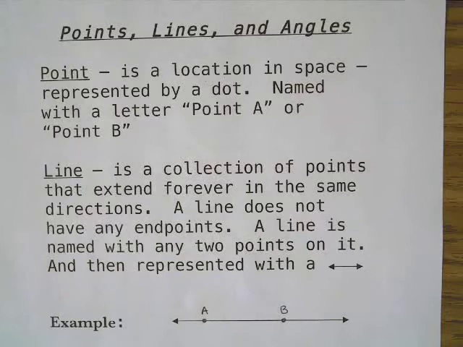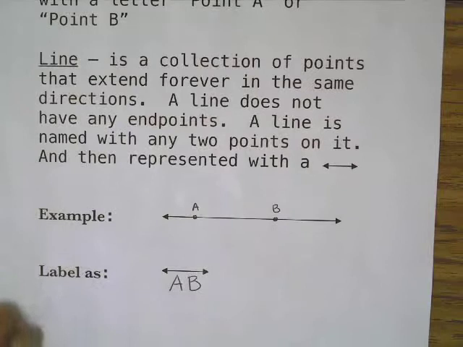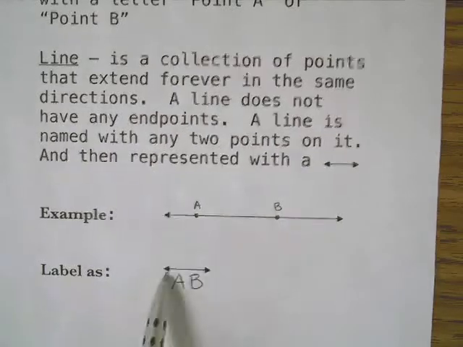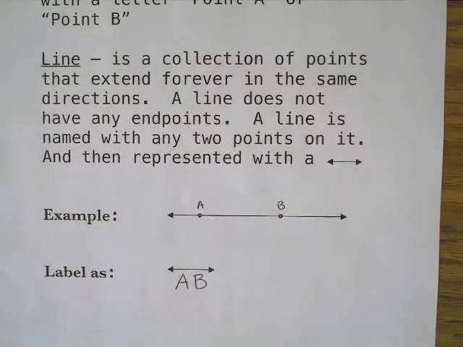And you represent it with a double arrowed line. So when you did your IXL today, it asked you to select, is it a line, is it a ray, is it a line segment, and you had to pick which way you labeled it. Well, you label lines with the double arrows. So here's your example. This is a line, and we label it as line AB. So we make sure we put the arrow on both sides with the 2 letters underneath.